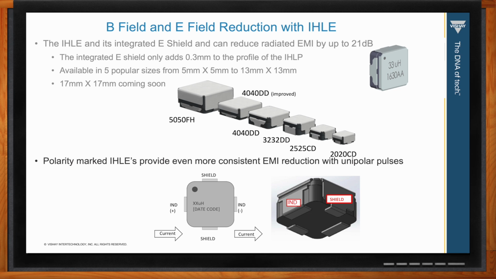And this E-shield only adds 0.3 millimeters to the profile of the IHLP. So certainly much less than the Faraday shields that we saw before. Now, the IHLE is available in 5 popular sizes, from 5 millimeters by 5 millimeters up to 13 by 13 millimeters. And we have the 17 by 17 millimeter coming soon. And then to add even further, IHLEs are polarity marked, which provides even more consistent EMI, especially with unipolar pulses that are typically seen in DC to DC converters.